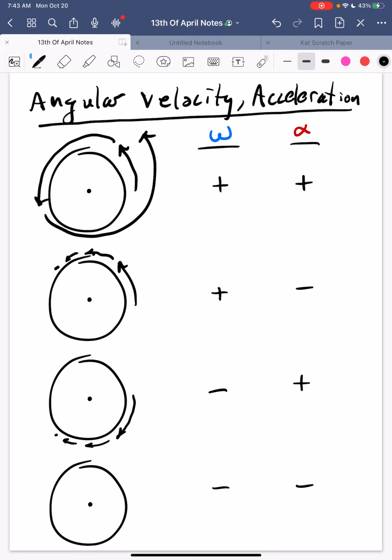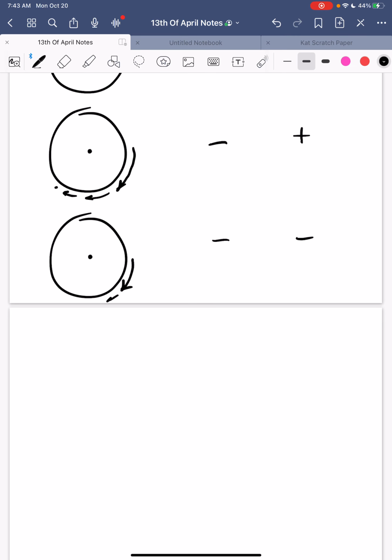Let's go to the last case. Negative angular velocity, so that means it's going like this, and negative angular acceleration, which means it's going to pick up speed in that direction. So it's going to go like that. Maybe I need to pick this up a little bit. It's going to go like that, and then it's going to go even faster like this, and then even faster like that.